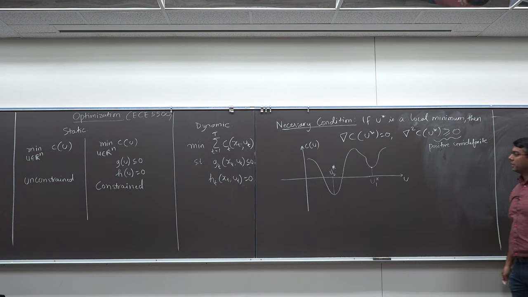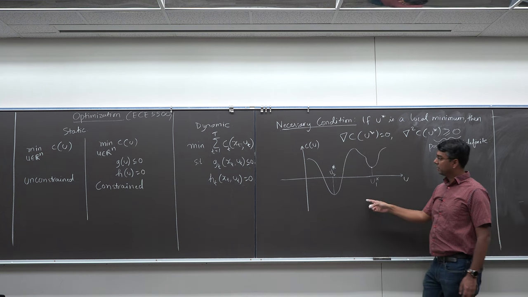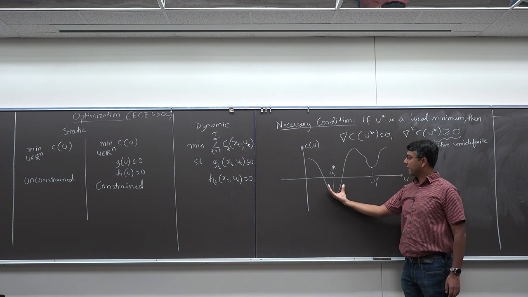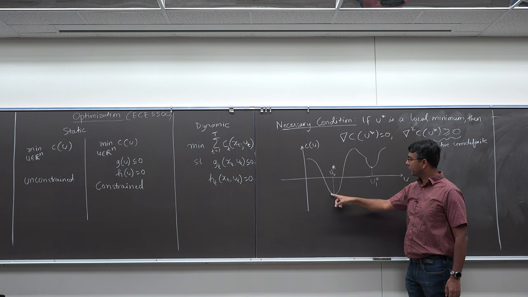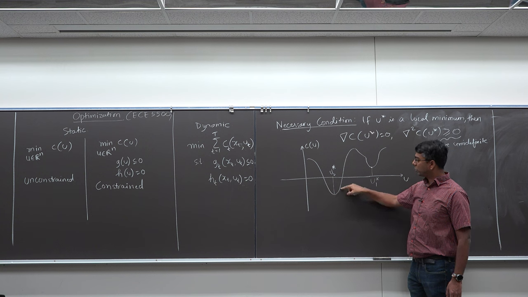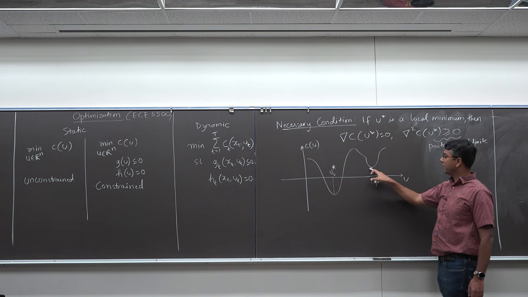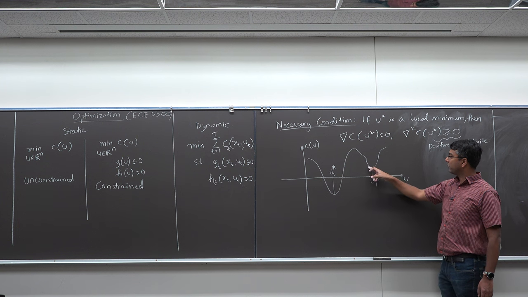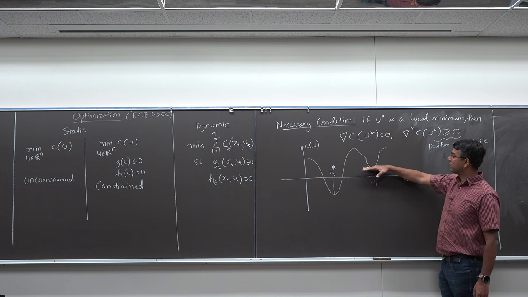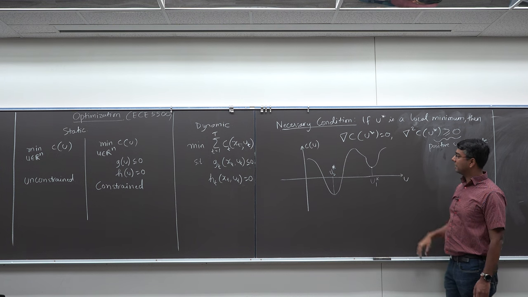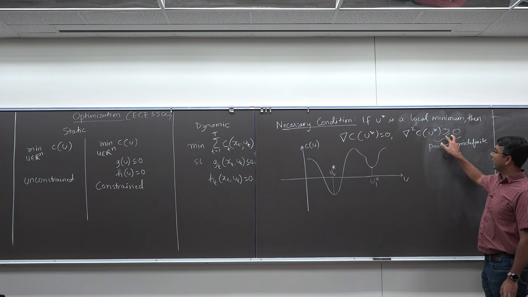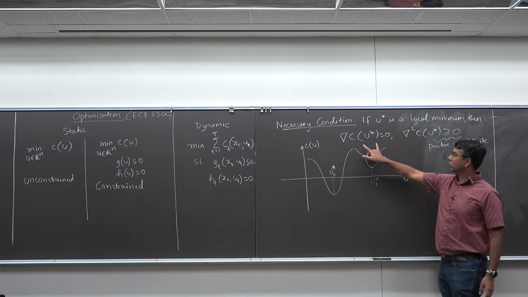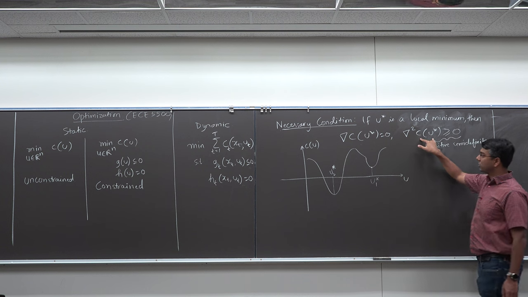The second condition is, if you look at the curvature of the function, which is like this, it has a positive curvature because the slope is increasing. The slope is negative here, the slope becomes zero, and now the slope is positive here. Same thing happens here as well. The tangent has a negative value, then the tangent becomes zero, and then the tangent increases to a positive value. So this one says that the curvature is non-negative. So the slope is zero, the curvature is non-negative.